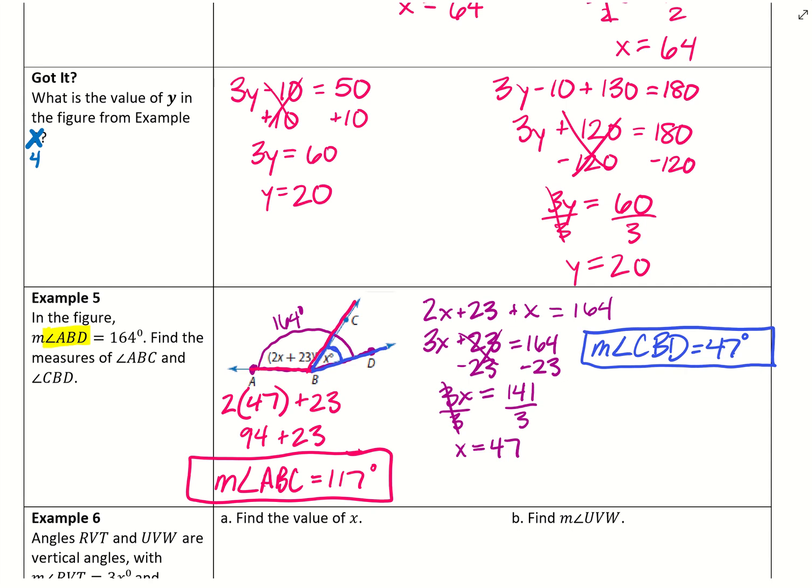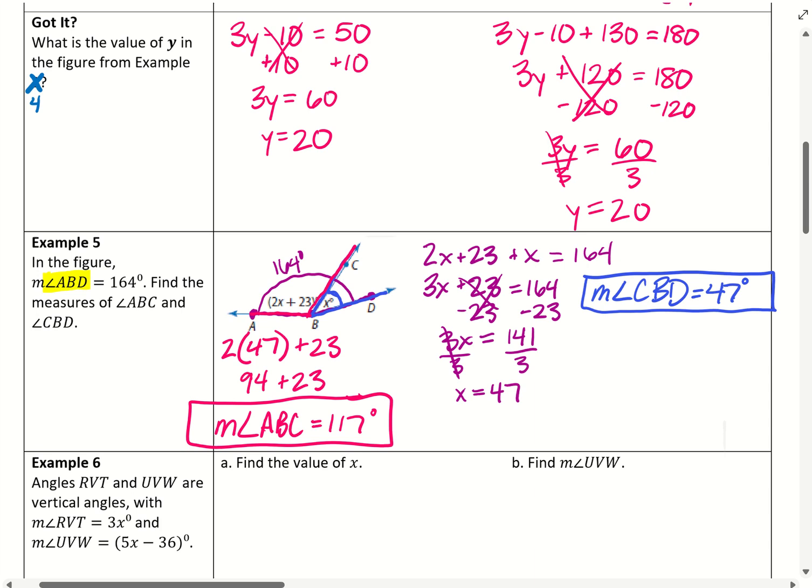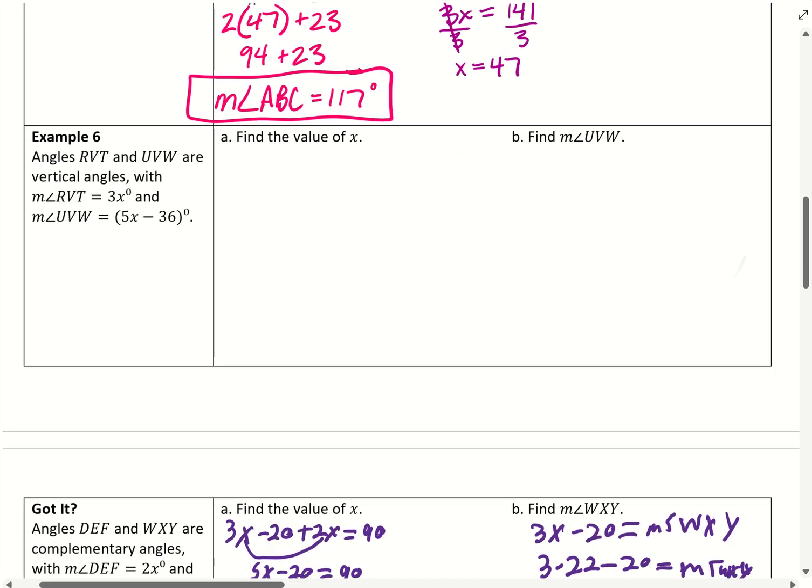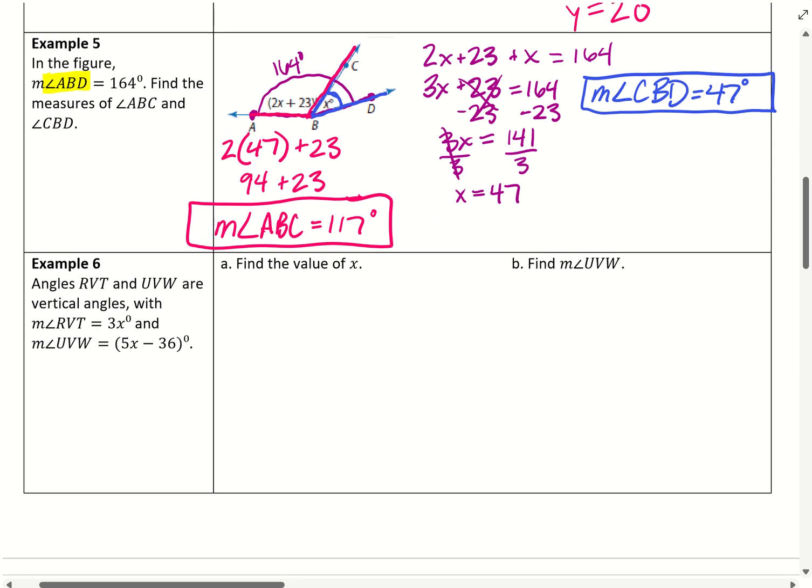All right, so first step, again, make sure you find x. Example 6 kind of shows that a little bit when we get to that. But you're going to find x first, then use that to find the two angle measures. All right. Example 6, we're going to go ahead and do real quick as well. So this is kind of the same idea, right? Find the value of x is step 1.